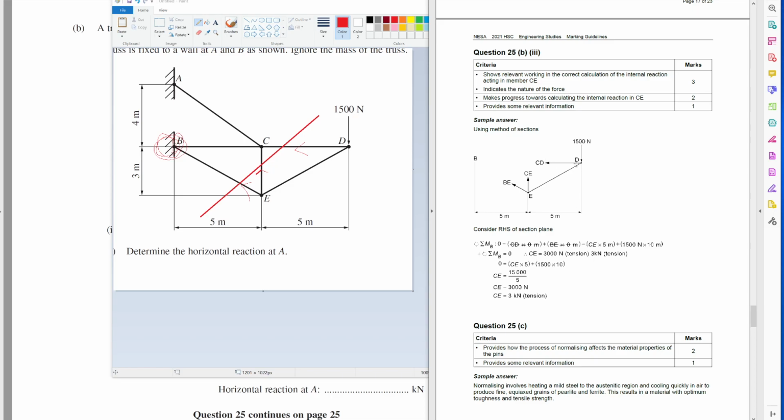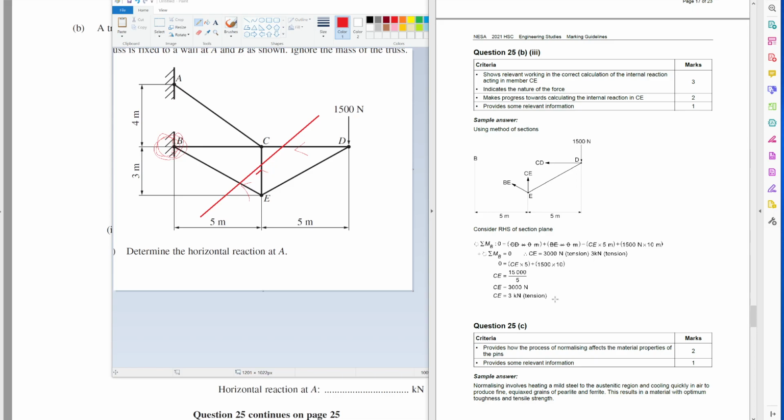So what we effectively have is only 2 forces now. We have the 1500, which is going clockwise or anti-clockwise? It is going clockwise. So CE has to go anti-clockwise, which we can see is pulling out of the node and makes it go anti-clockwise. So straight away from observation, you can get tension. So if you drew this picture and you wrote tension, I would give that 2 marks if it was me.